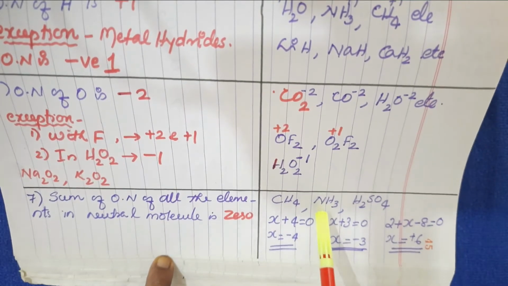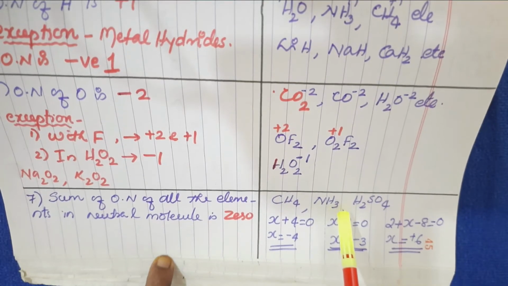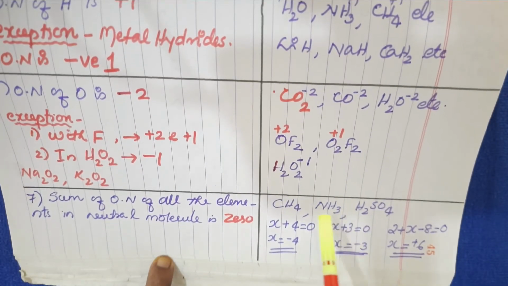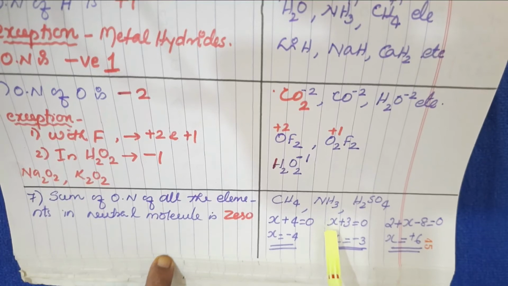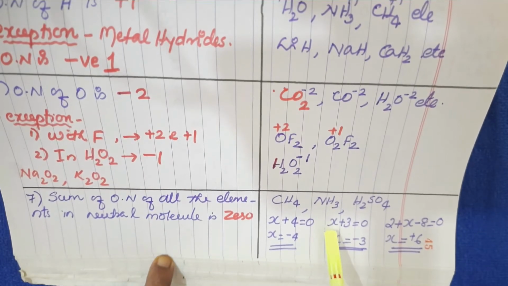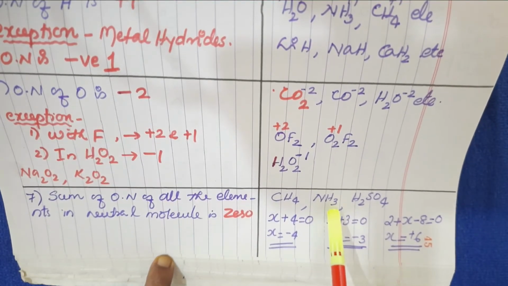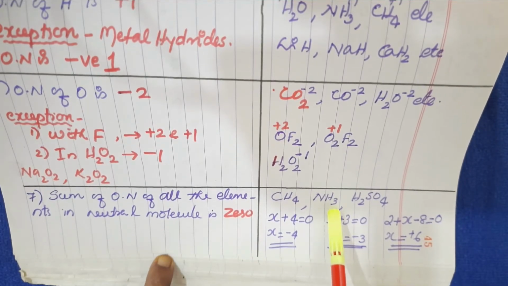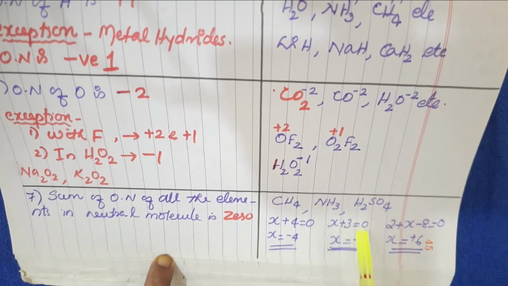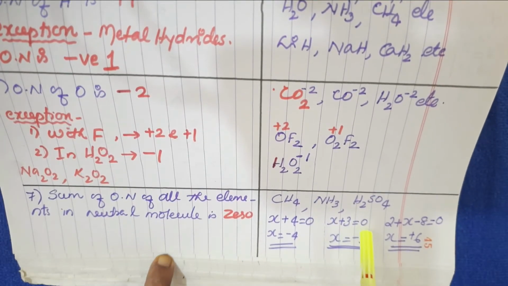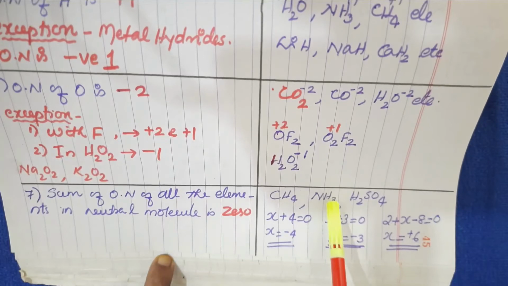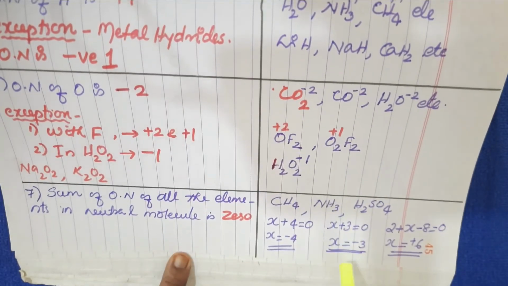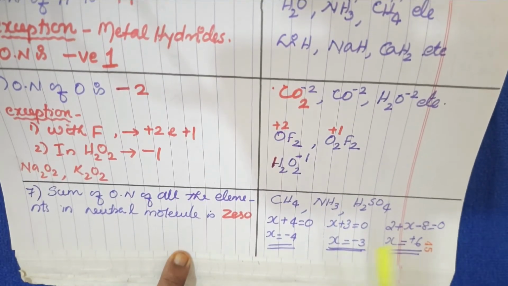Clear? Now consider ammonia, NH3. We don't know the oxidation number of nitrogen. Hence, we are giving X to it. X plus, we know the oxidation number of hydrogen is +1. Here, there are 3 hydrogen atoms. Therefore, +1 into 3, +3. Then X plus 3 equals 0 because ammonia is again a neutral species. Therefore, X equals -3.